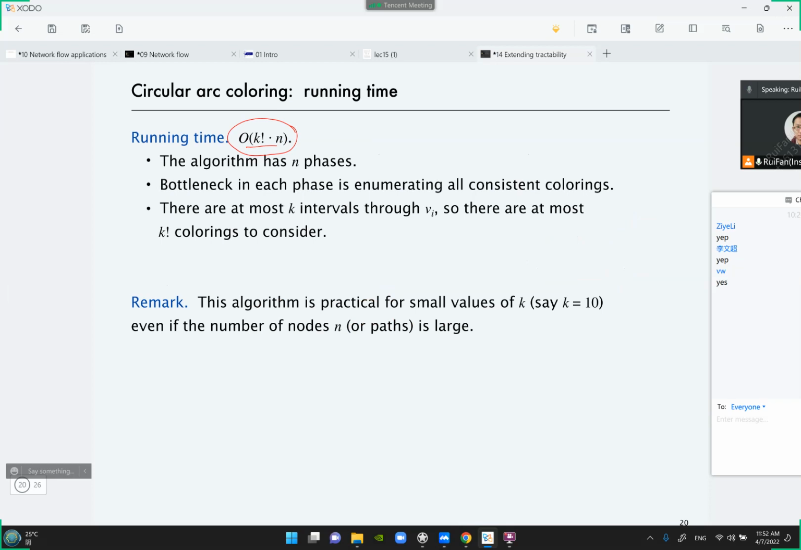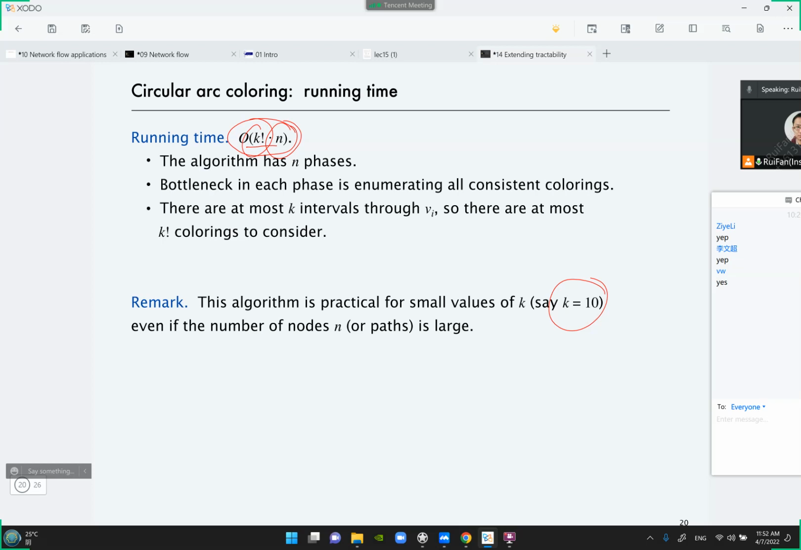You see that here we got an exponential dependence on the k parameter, but a polynomial dependence on the n parameter. So if in practice your k is reasonably small, like 10, 10 factorial is something like a few million, so in that case you have a running time which is somewhat feasible, which is not too bad.